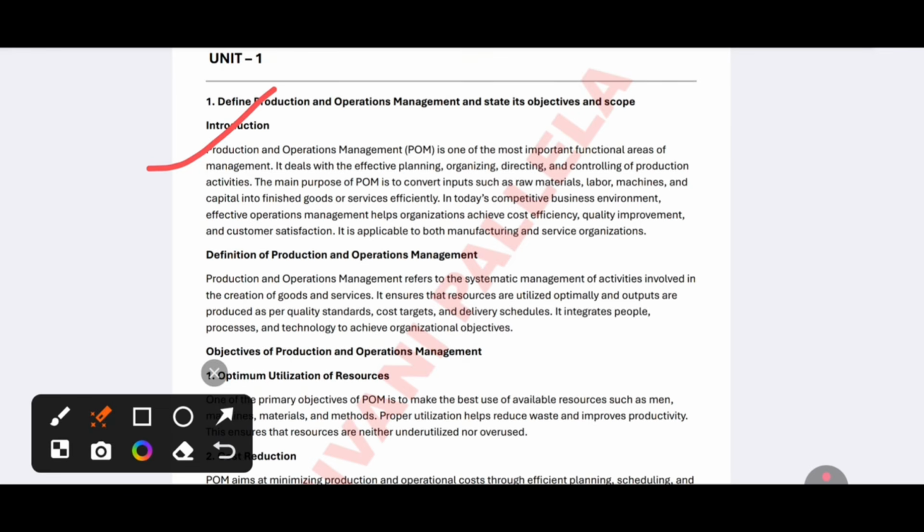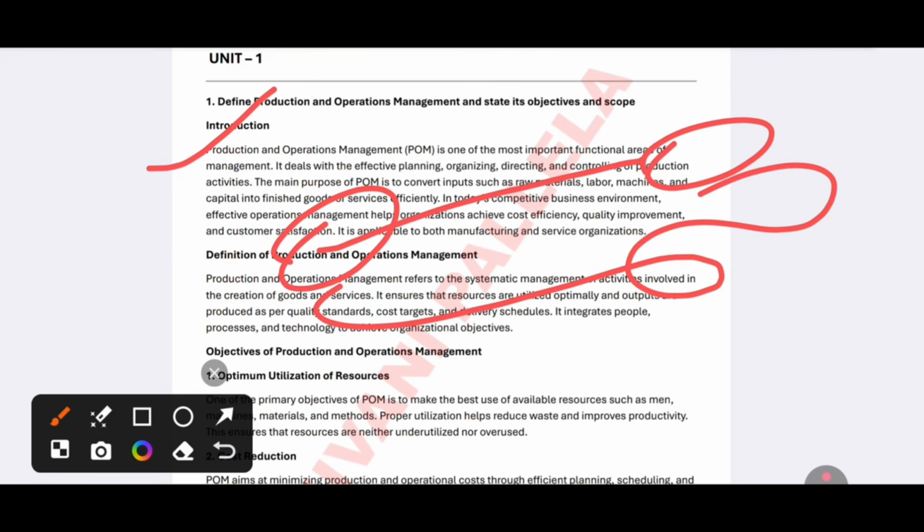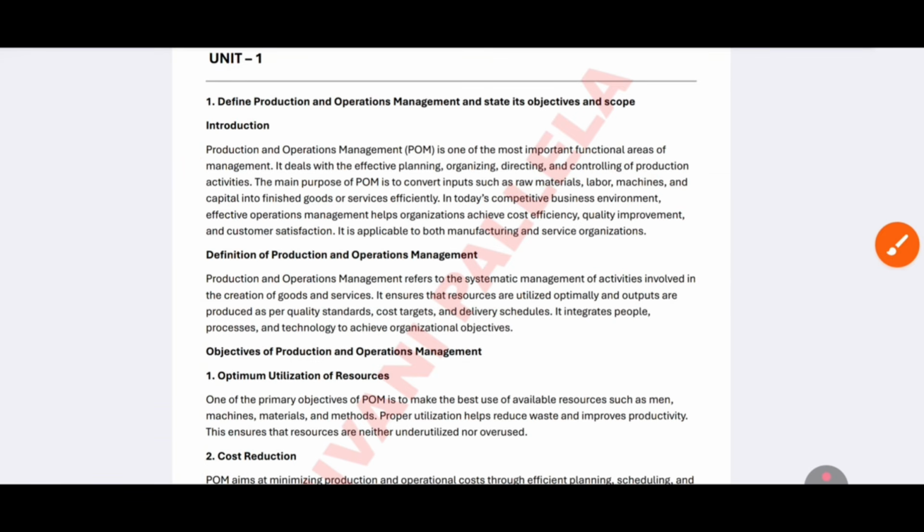The main purpose of production and operations management is to convert inputs like raw materials, labor, and machines into finished goods. From inputs to outputs, to convert raw materials into finished goods, production and operations management will be helpful.